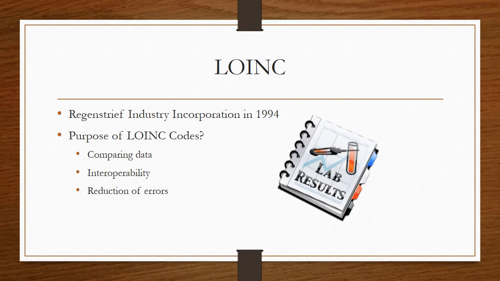Another coding system is LOINC, or LINC, which stands for Logical Observation Identifiers. This coding system was produced in 1994, but the first release was on April 24, 1995. The purpose of LOINC coding is interoperability. It is used to exchange data between other healthcare facilities electronically. Since data is exchanged electronically, it can be compared to previous data and even current data.